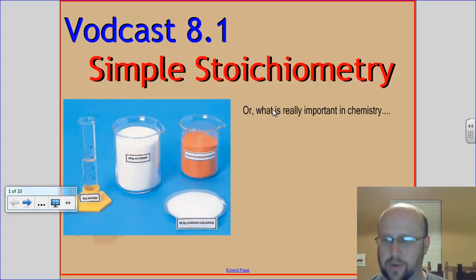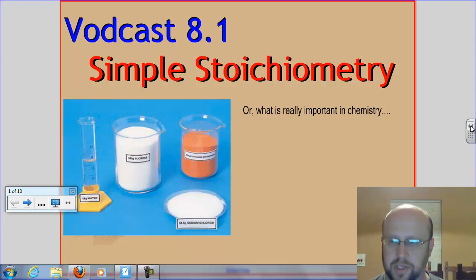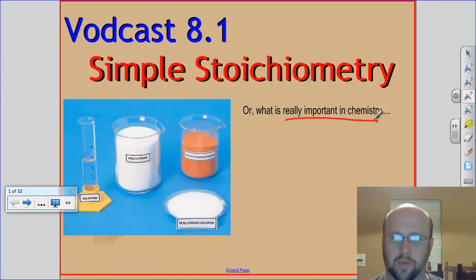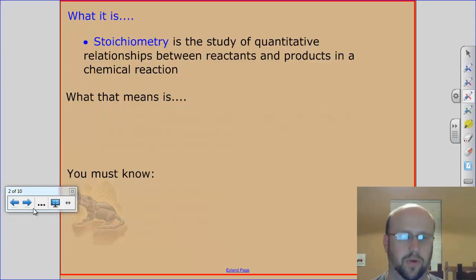We're going to talk about simple stoichiometry. I know that you're going to be massively thrilled and enthused because this is the stuff that I've been talking about since the beginning of the semester as being the really super important stuff. So let's get rolling. First off, what is stoichiometry?